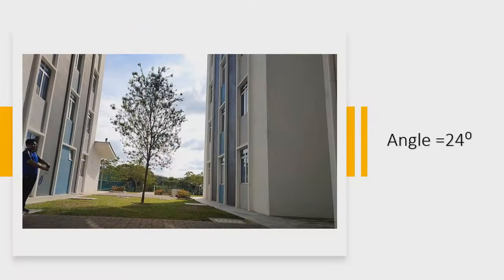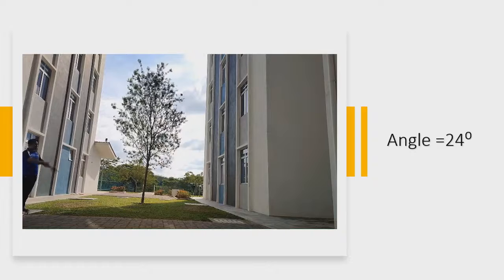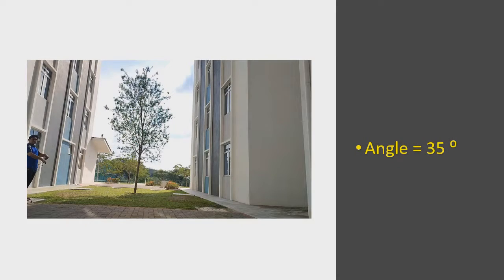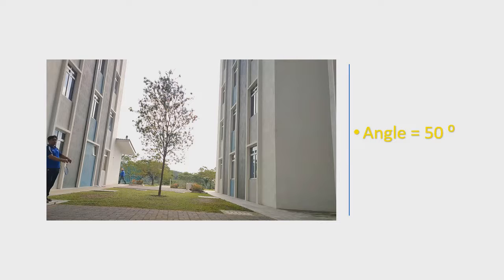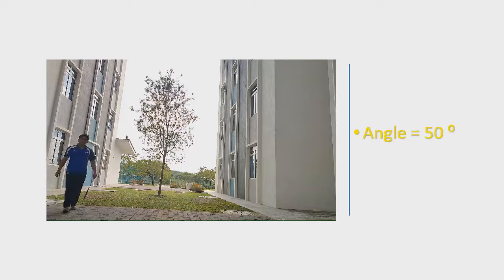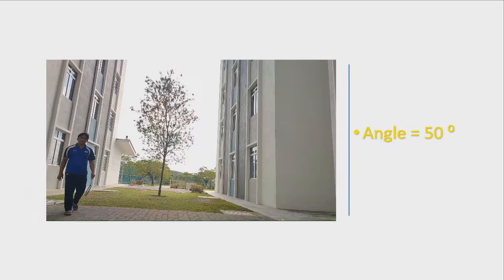This is the first video for our experiment. We are using 24 degrees. The next one we use the 35 degree angle. And then this is the last angle we take from our experiment, the 50 degree angle. We use all 3 videos and we put them into the tracker and we collect the data from the tracker.